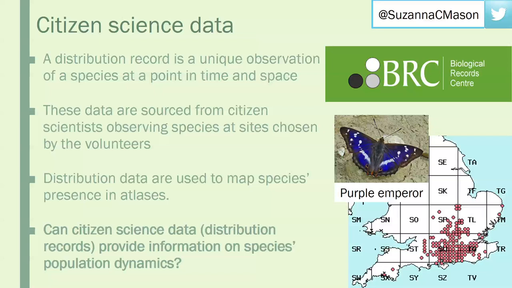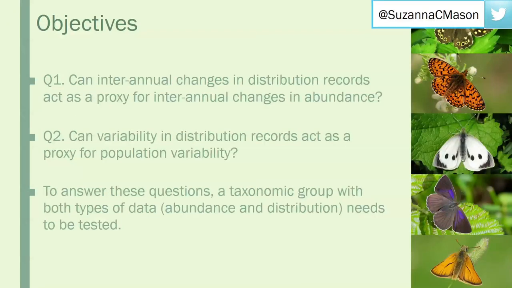We've got lots and lots of citizen science data at the Biological Record Centre for lots and lots of taxonomic groups, and traditionally that is used to map species presence, as you can see with the purple emperor butterfly here. The thing is, abundance and distribution are related. If you have more individuals of a species in a particular place, you're more likely to observe its presence. Because there's this relationship, we wanted to know: can we use citizen science data to provide information on population dynamics? So the objectives of our study were very simple.